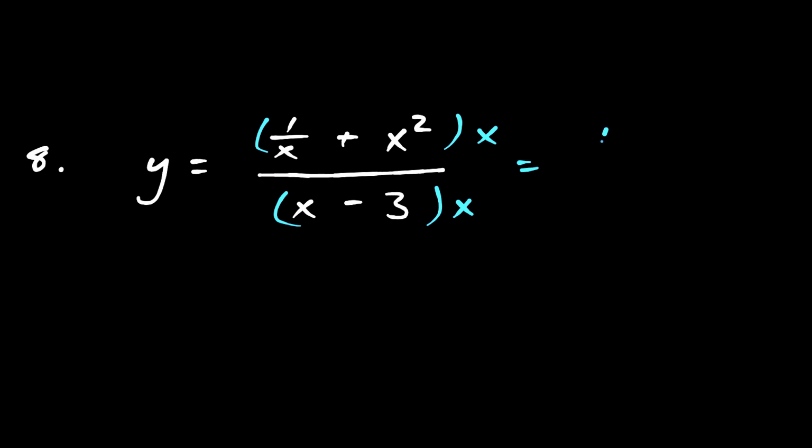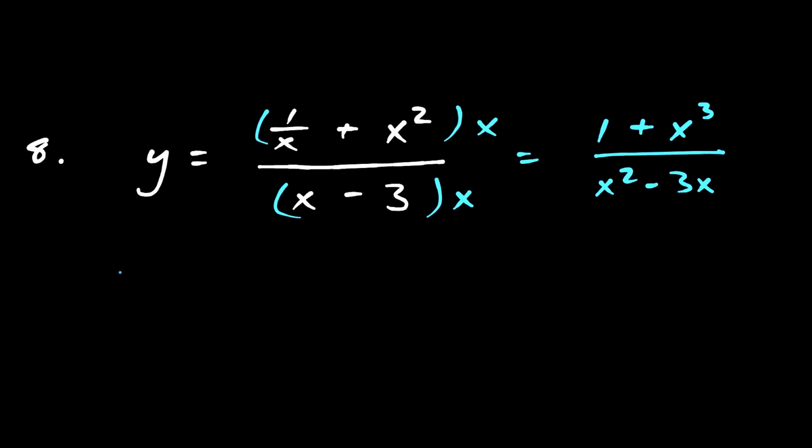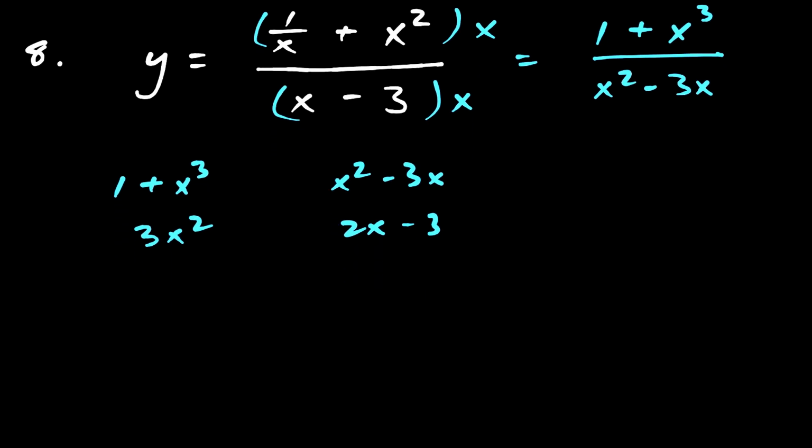That will cancel out, leaving us with 1 plus x cubed over x squared minus 3x. Much easier to work with, especially using the quotient rule. So again, our top function, 1 plus x cubed. Our bottom function, x squared minus 3x. Let's take those derivatives, and we have 3x squared. Here we have 2x minus 3, and we'll go ahead and use our little cross multiply trick.